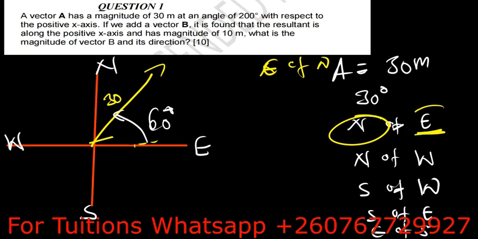So when I say north of west, the angle is near west than north. So that angle you're going to be given, you put it there, 30 degrees, if they give you 30 degrees. South of west, the angle is near west than south.